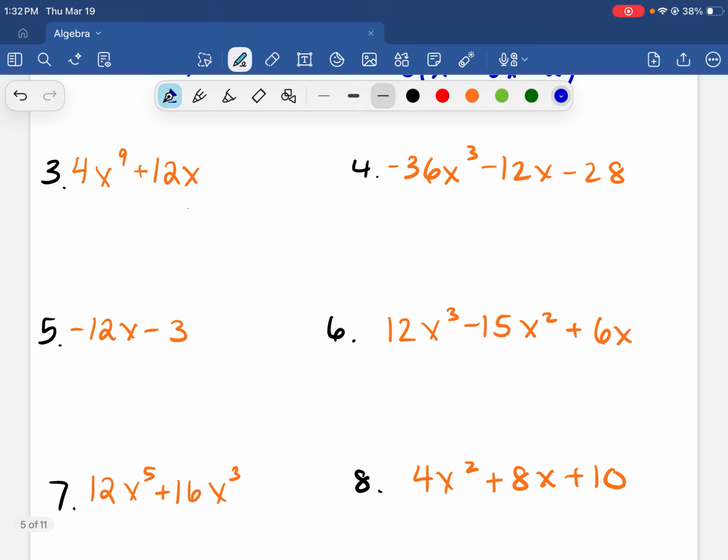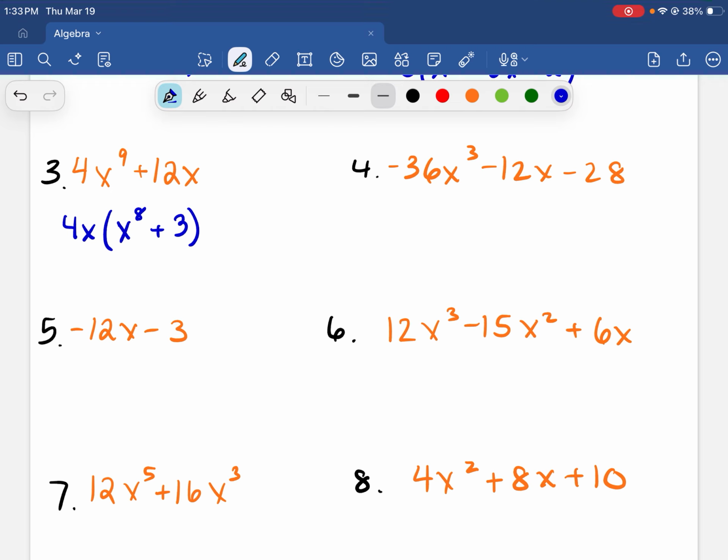Number 3, we have another binomial, 4x to the 9th power plus 12x. 4 and 12 are both divisible by 4, and then x to the 9th and x also have an x in common. So we're going to pull out a 4, or factor out a 4, and also an x. So we're going to factor out a 4x. 4x to the 9th power divided by 4x, I'm just left with x, but 1 less, so I have x to the 8th power. And I factored out the x part of 12x. 12 divided by 4, I'm left with a 3.